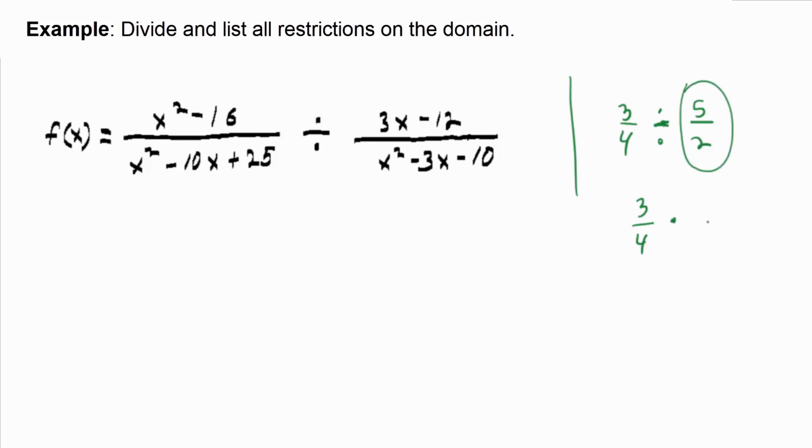You flip the divisor, in this case the 5 halves, and change it to multiplication. So this division is equivalent to 3/4 times 2/5. And then you could simplify and then multiply, right? Same thing here. The operations don't change. So I advise that you rewrite this thing.